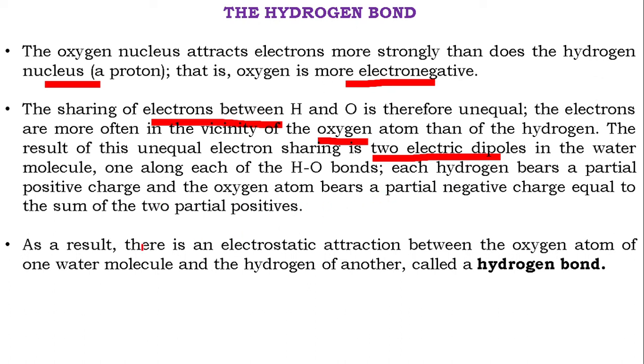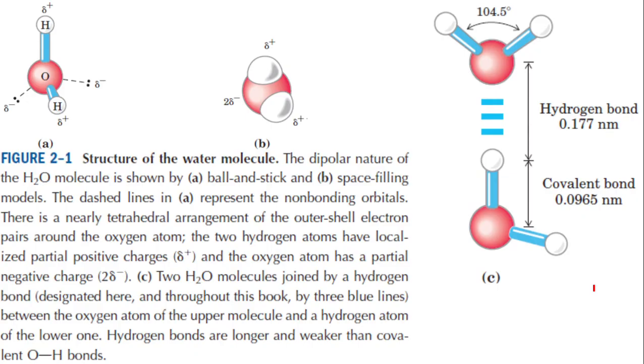Therefore, there is an electrostatic attraction between the oxygen atom of one water molecule and the hydrogen atoms of another water molecule. And this force of attraction is what is called a hydrogen bond. Look here, whatever I told you just now is there. Oxygen has a slight negative charge, hydrogens have a slight positive charge. This is one molecule of water, another molecule of water. Look here, between this oxygen and this hydrogen, there's a force of attraction. This is what is called a hydrogen bond.